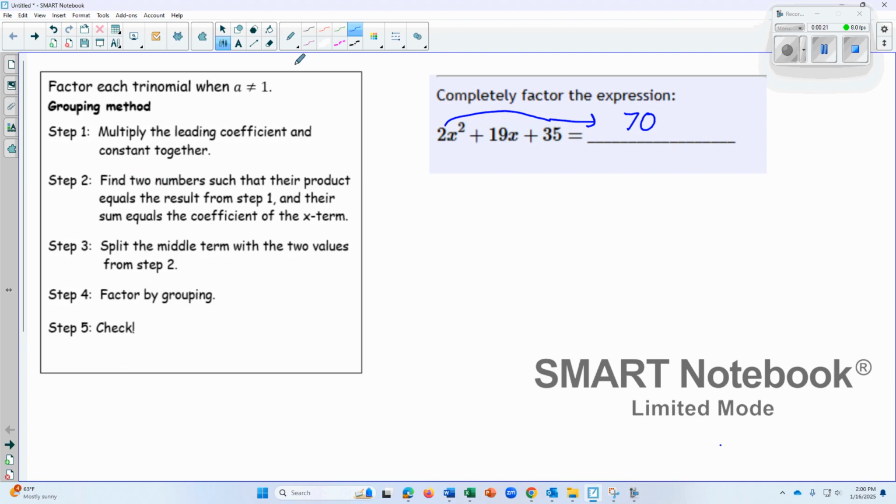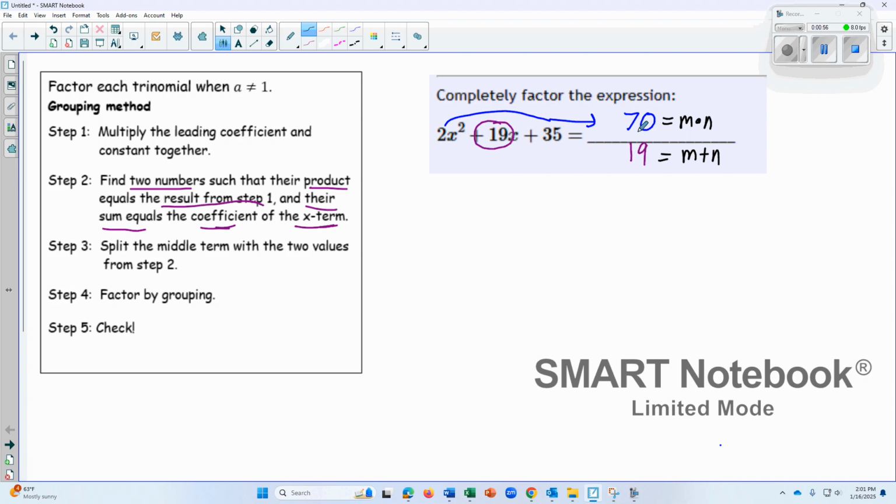Then step 2 is probably the hardest step. What we have to do is find two numbers such that their product is equal to the result from step 1, and their sum will equal the coefficient of the x term. The x term is right here. So we're looking for two numbers, let's call them m and n, that when we multiply them together, m times n, give us 70, and when we add them together, they add up to positive 19.